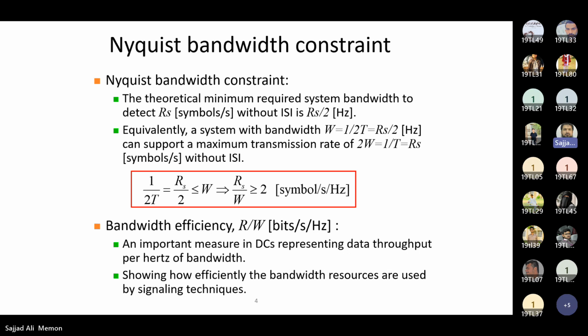So bandwidth efficiency, that is how many bits per second per hertz can be transmitted, is an important measure in digital communications, representing data throughput per hertz of bandwidth, showing how efficiently the bandwidth resources are used by signaling techniques. So the more bits that can be transmitted per hertz, the more efficient the system is.